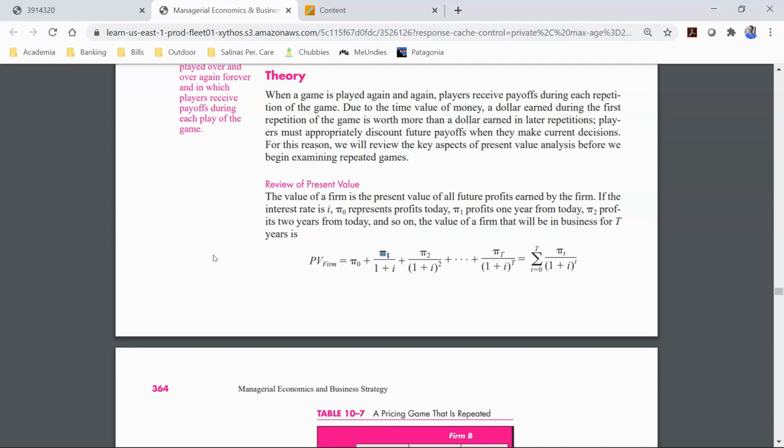if it's another year, you discount it with 1 plus I squared, and then so on. So we've done the same concept when we calculated present value. So we use that here when we're looking at the stream of payments over kind of an infinite horizon. But because your present value is the sum of all these profits discounted like this.